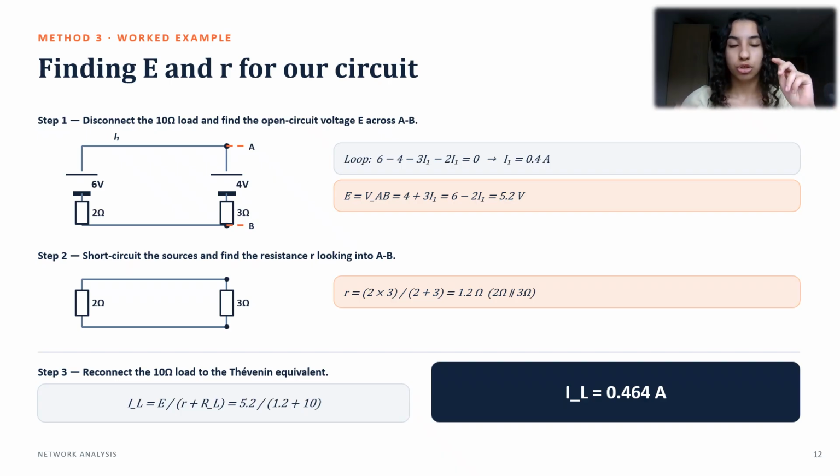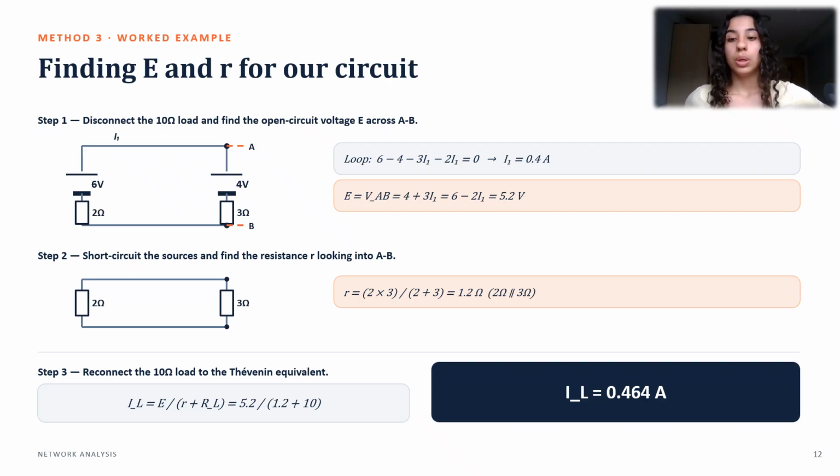Second thing, we short circuit the sources and find the resistance, little r. Little r is our new internal resistance combined from the other two batteries, right? By using the parallel resistors, because 2 ohm and 3 ohm are parallel. The calculation is 1 over 2 plus 1 over 3, and then 1 over whatever answer you get. Now you will end up with 1.2 ohms.